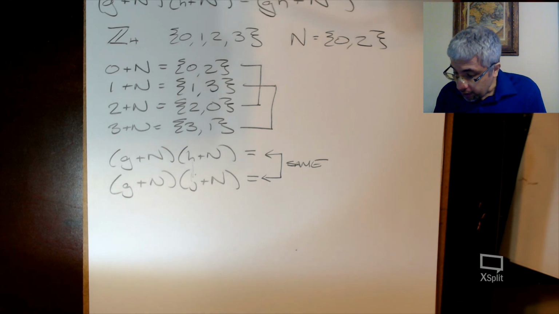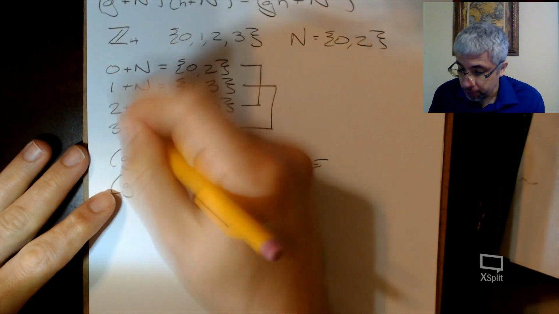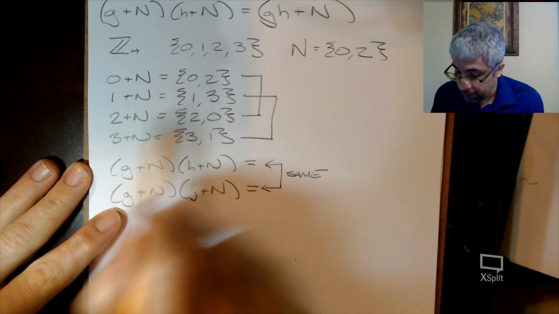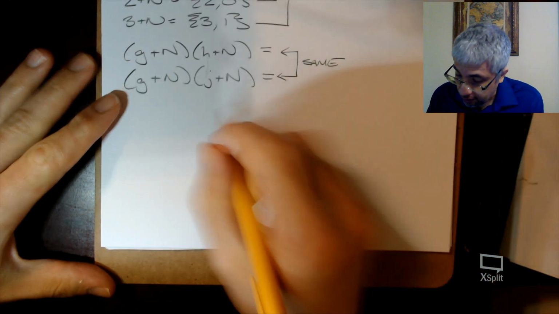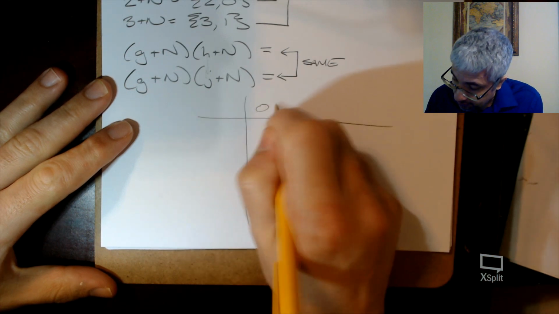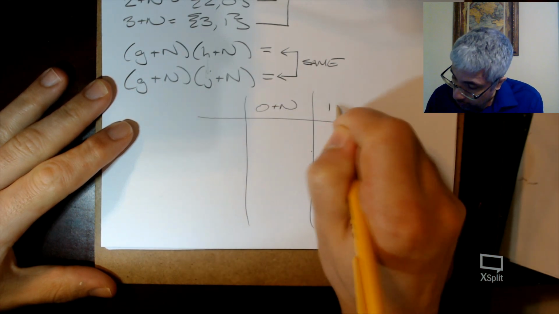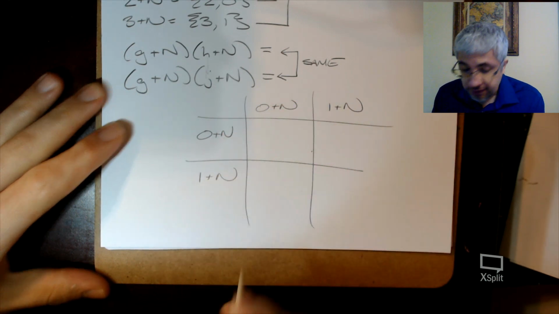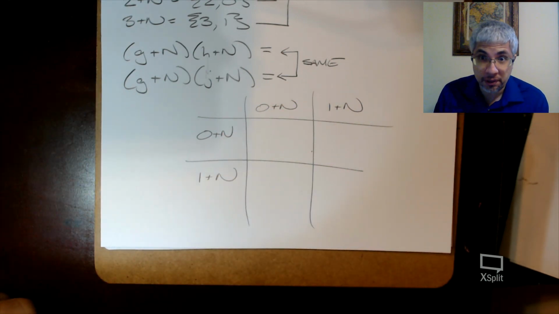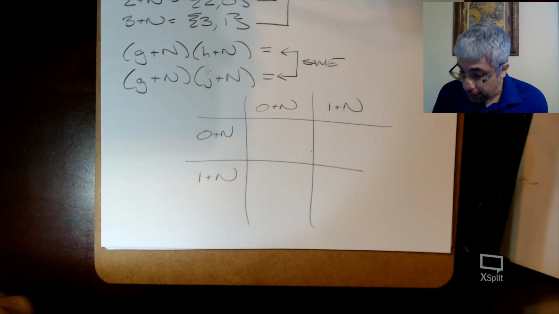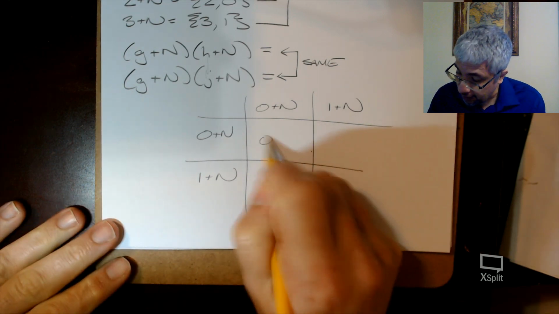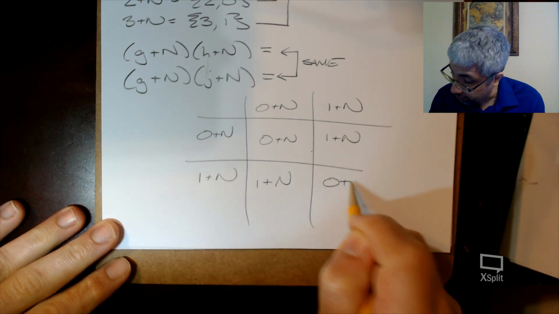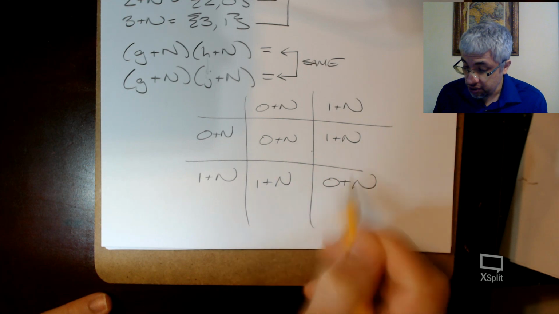Okay, now one thing I could do here is actually make a multiplication table, because I know 0 plus N and 2 plus N are one thing, and 1 plus N and 3 plus N are another. So what I could do is a little thing like this, where I take 0 plus N and 1 plus N, and 0 plus N and 1 plus N. I don't have to list 2 plus N because it's the same as 0 plus N. And I don't have to list 3 plus N because it's the same as 1 plus N. And if we do this out, and if you could do the computation yourself, you will get this, which as you see is its own group.